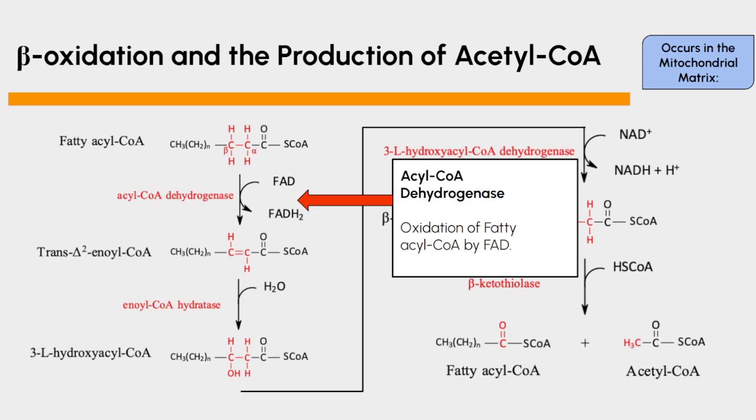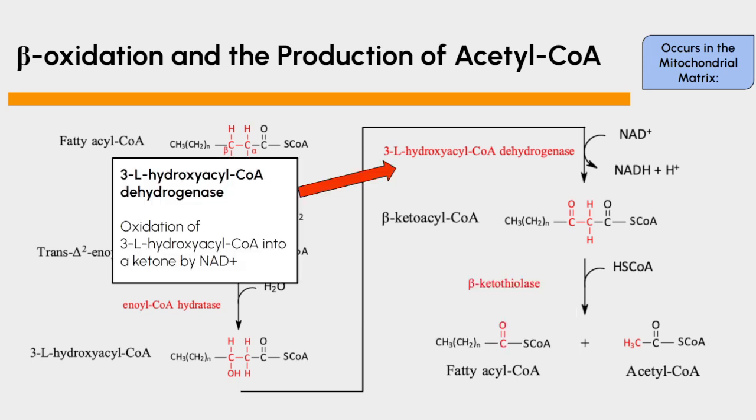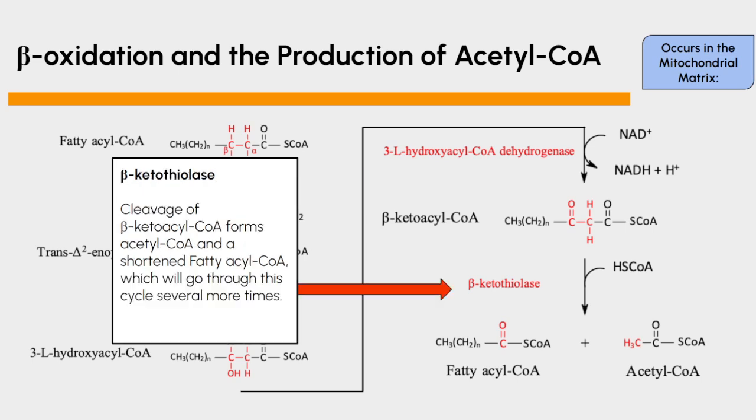FAD oxidizes the acyl coenzyme A into enoyl coenzyme A. Enoyl coenzyme A is then hydrated into a hydroxyl acyl coenzyme A. The hydroxyl acyl coenzyme A is oxidized into a ketone by NAD+. This ketone is called beta-ketoacyl coenzyme A. Beta-ketoacyl coenzyme A undergoes cleavage to form acetyl coenzyme A and a shortened fatty acyl coenzyme A.